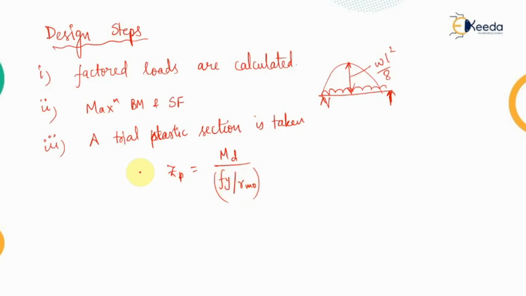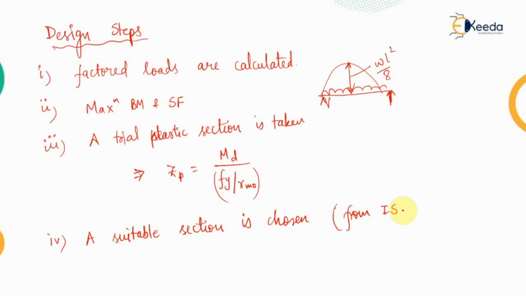So that is giving us the plastic section modulus, and based upon this plastic section modulus, we will be choosing a suitable section from the handbook number 6. So a suitable section is chosen from the booklet. After calculating the section modulus, we will be choosing a suitable section from the Indian Standard Handbook number 1 or the special publication number 6.